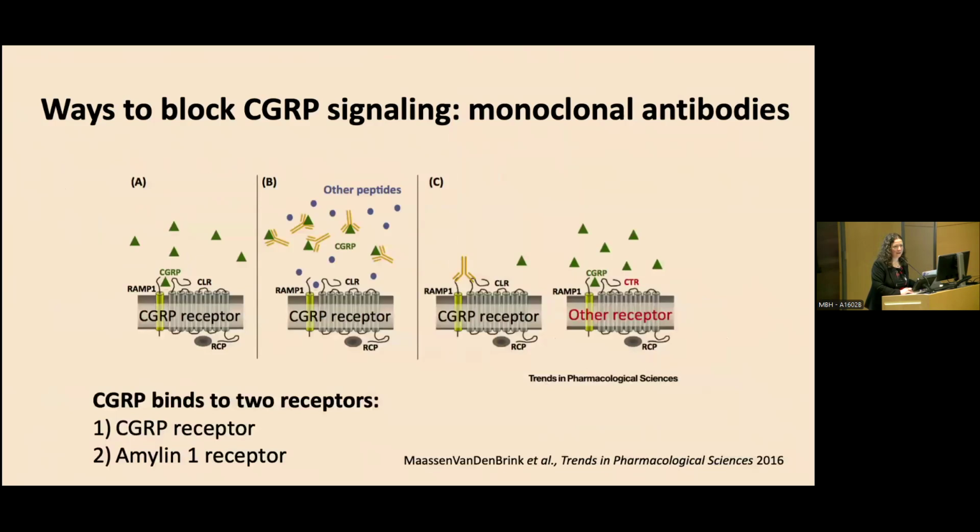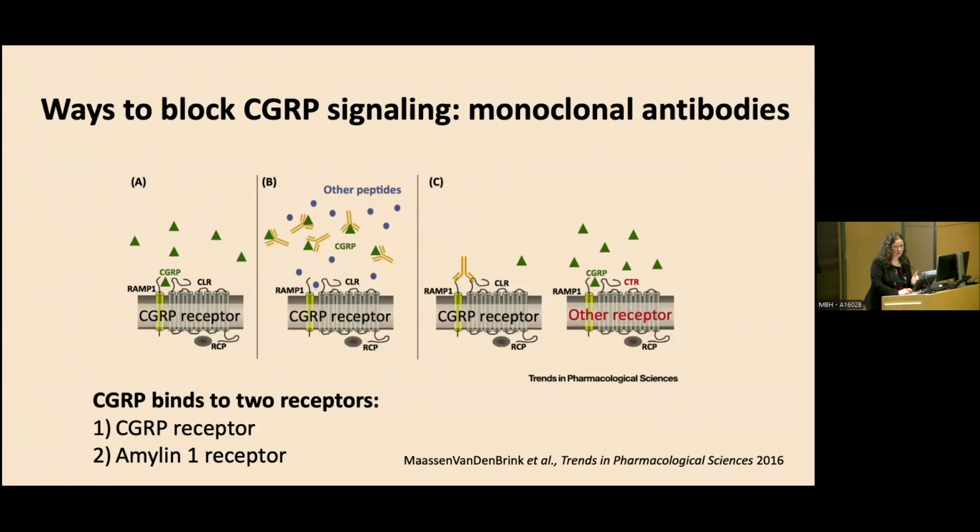There are different ways to block CGRP signaling. So CGRP binds to two different receptors. It binds to what's called the canonical receptor or the CGRP receptor. It also binds to what's called the amylin 1 receptor. And the A column here is the natural state. So the CGRP is little green triangles. And in the natural state, it's binding to the CGRP receptor and signaling, or it could be binding to the amylin 1 receptor and signaling.